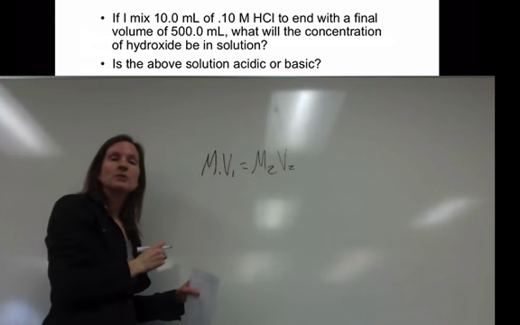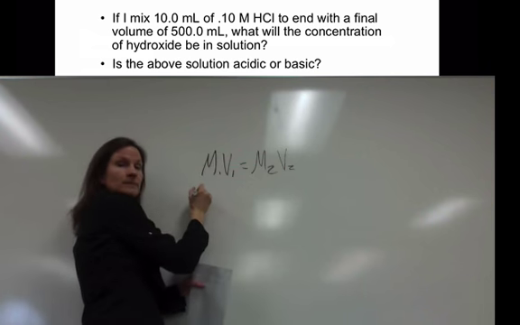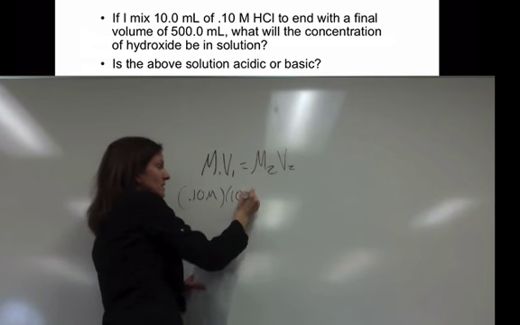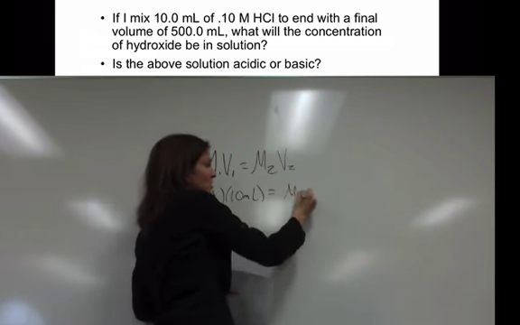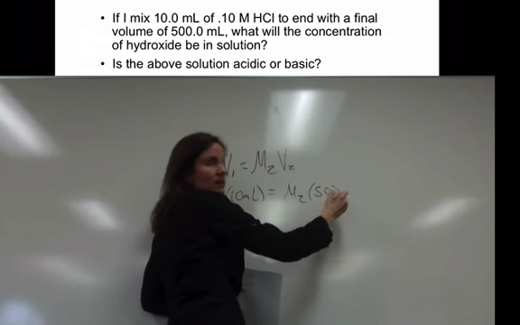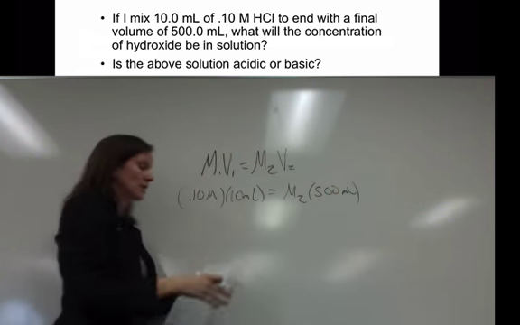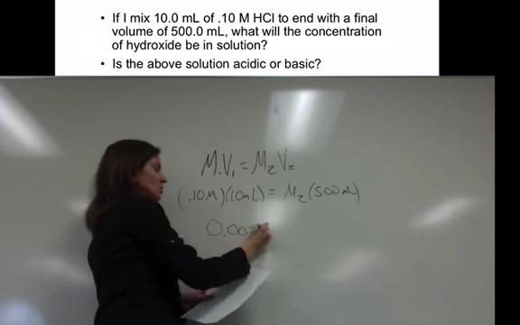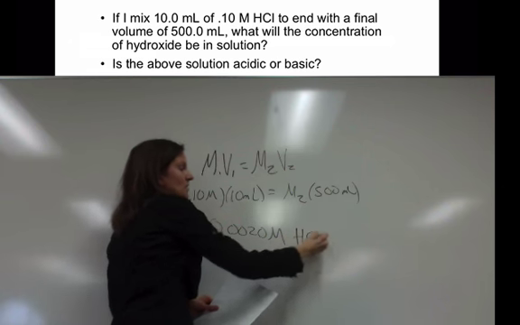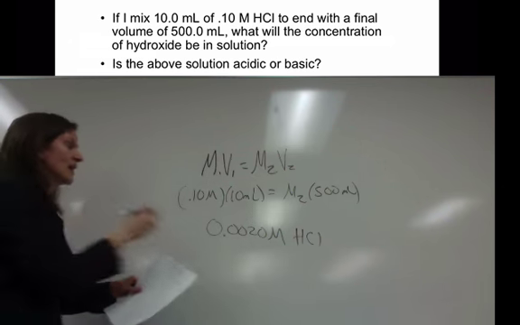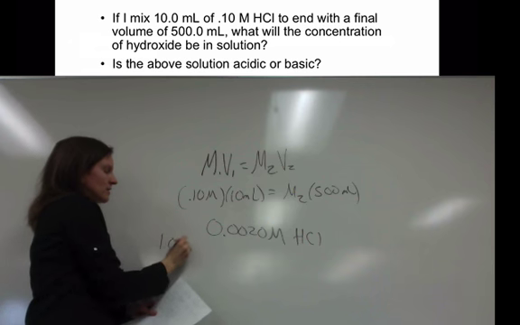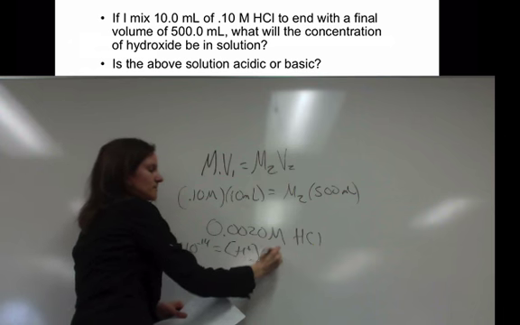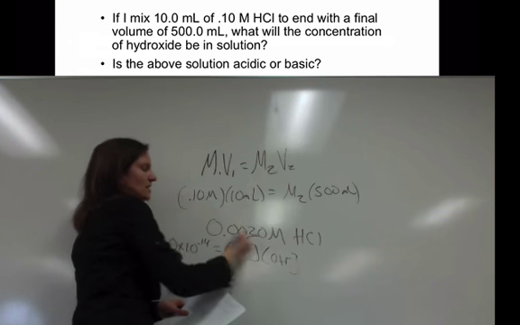Dilution's M1V1 equals M2V2. If I have a 0.1 molar solution and I have 10 mils of that, the question is, what's my new concentration if I dilute that up to 500? And if you solve for that new concentration, you'll get a concentration of 0.0020 molar. So that's your new concentration of HCl, and that is what you will plug in to your Kw expression for the concentration of H+. Okay, so that is my concentration of H+.